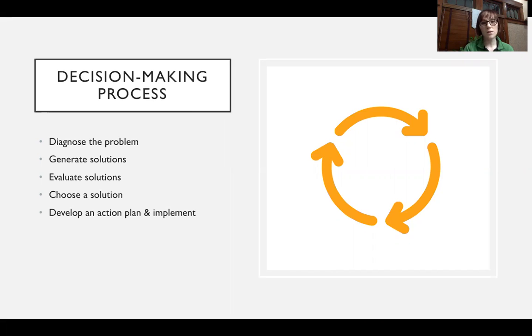So you generate a list of solutions and then you evaluate those solutions. You go about deciding which solutions have different consequences. How likely do you think you will have success versus failure? How easy are these solutions to implement, etc. Then you choose a solution, so you make a choice among those based on your evaluation, and then you develop an action plan and implement it.